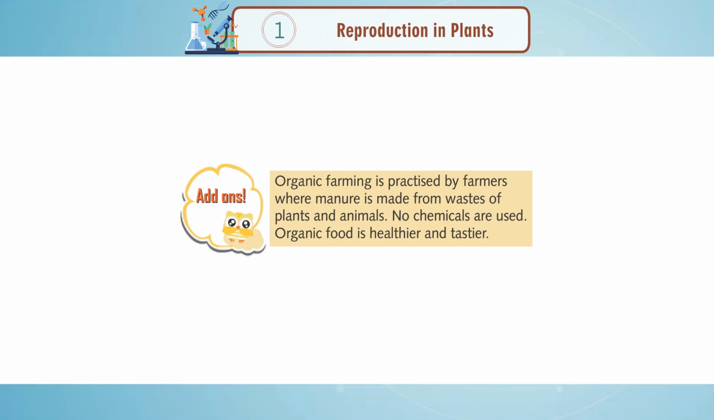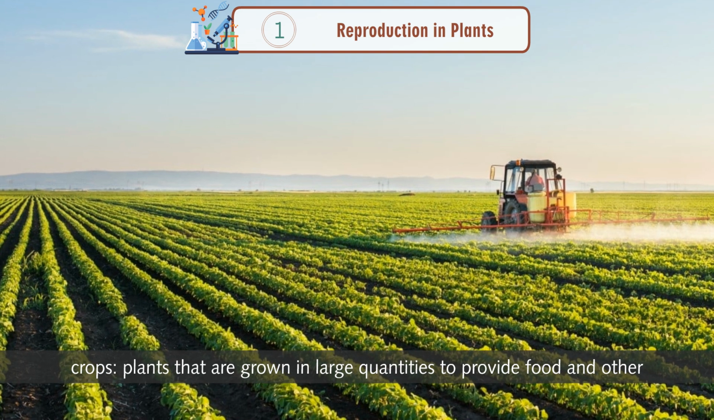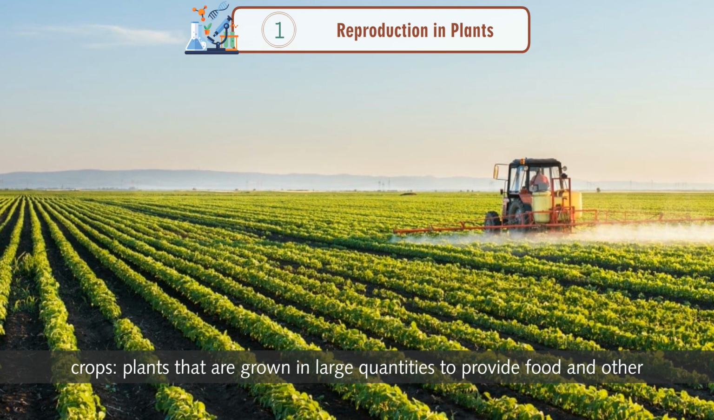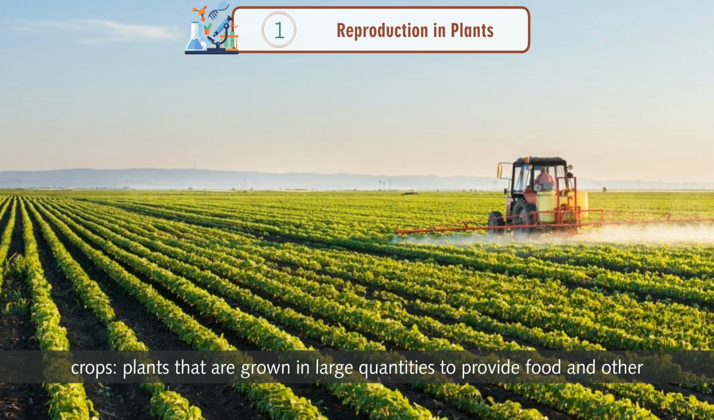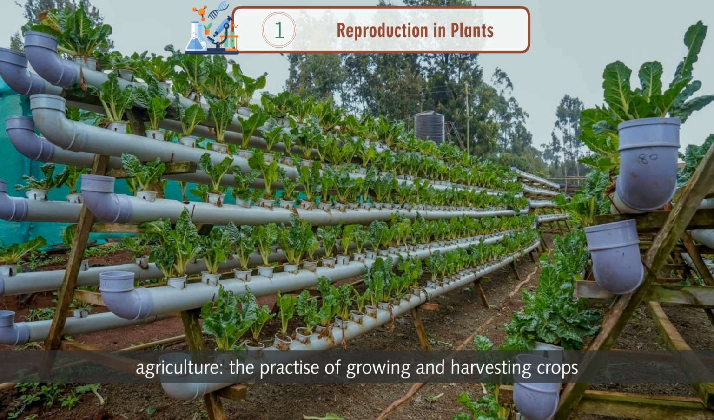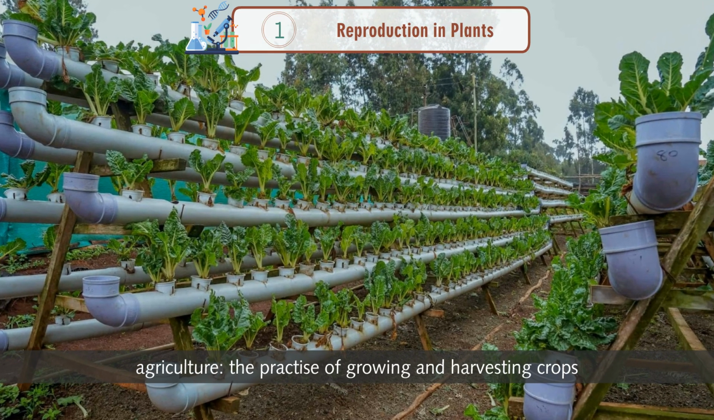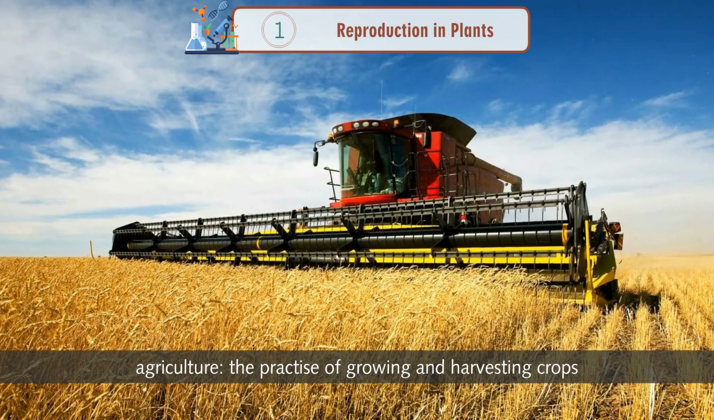Add-ons. Organic farming is practiced by farmers where manure is made from wastes of plants and animals. No chemicals are used. Organic food is healthier and tastier. Crops means plants that are grown in large quantities to provide food and other useful substances. Agriculture is the practice of growing and harvesting crops.